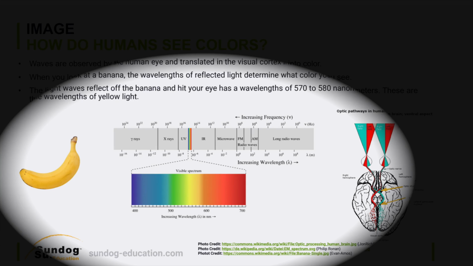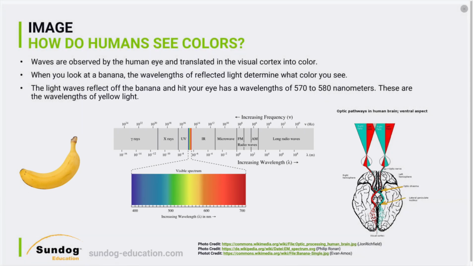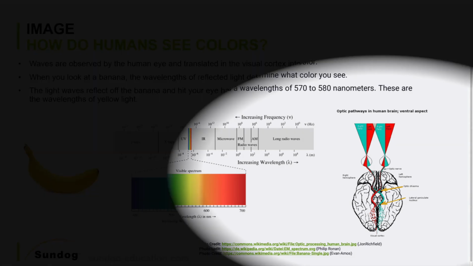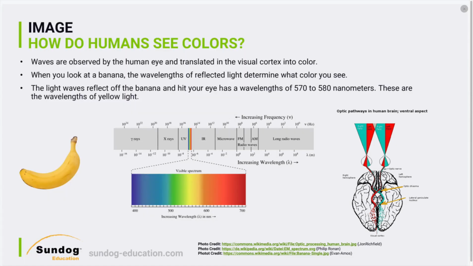The yellow color, which is the banana, lies between 570 and 580 nanometers. So simply, the light waves reflected off the banana that hit our eye have a wavelength from 570 to 580, and that's the wavelength of yellow light. That yellow light is sent through our optic nerve and then translated in our visual cortex as the color yellow or red or whatever. That's pretty much how humans see color.